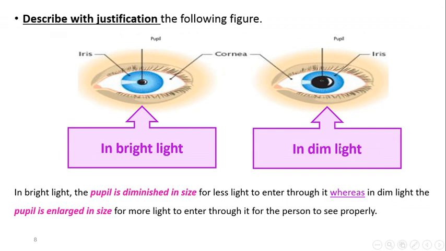Whereas in dim light here, very dim light, approximately darkness, the pupil is enlarged in size for more light to enter through it for the person to see properly. So here the pupil is enlarged in size for more light to enter through it so that the person can see properly.